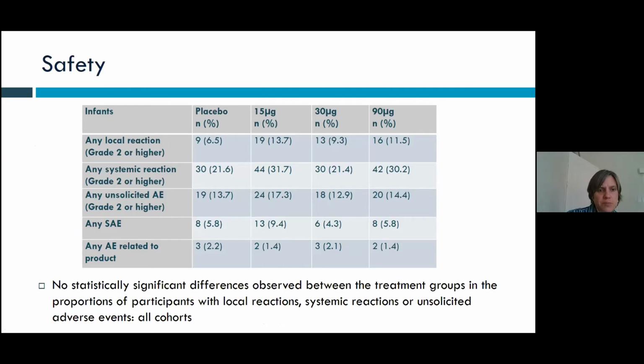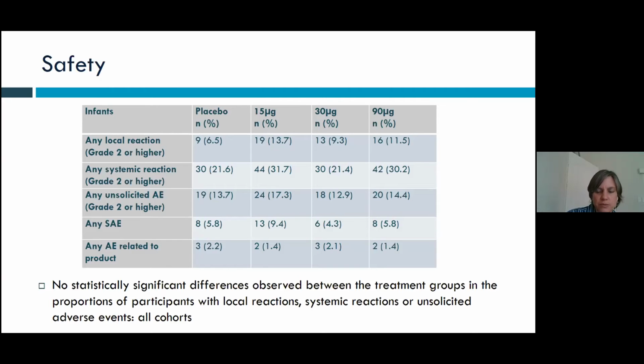And so from a safety point of view, we had looked at local reactions, systemic reactions, and adverse events through the study, as well as severe adverse events. And we didn't see any differences between any of the treatment groups compared to the placebo.